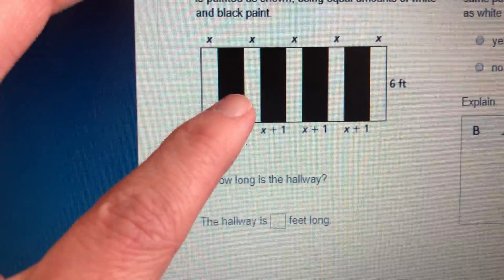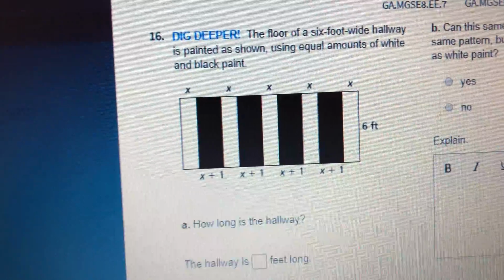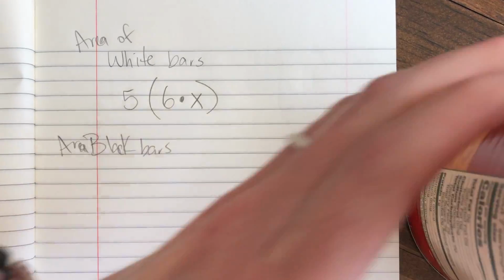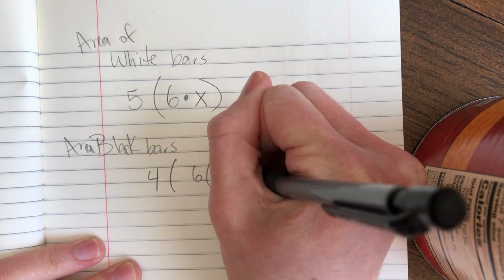We have less of them. We have 1, 2, 3, 4. So they're bigger, but we have less of them, right? So it's 4 times 6 times X plus 1. So we can write that in. Okay, so we have 4 times 6 times X plus 1.